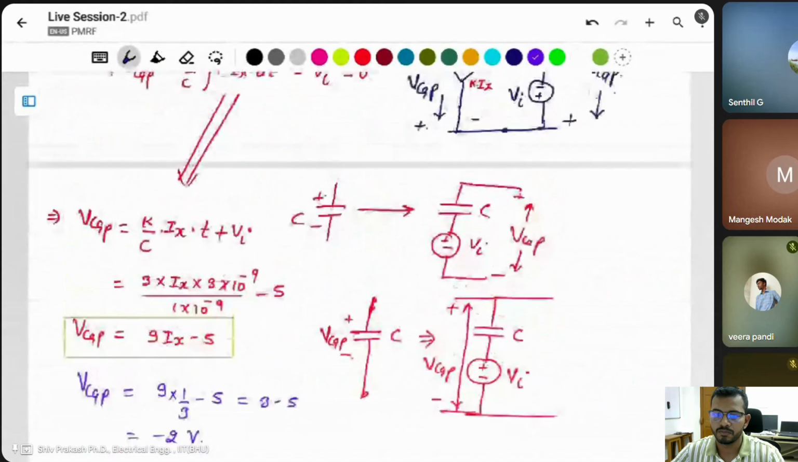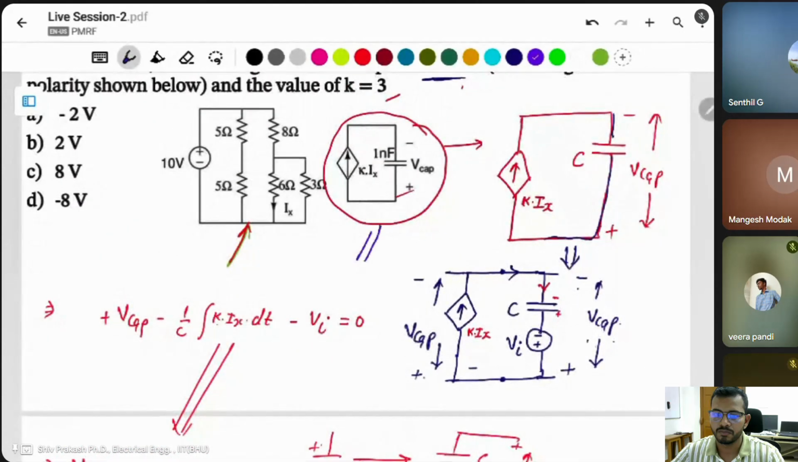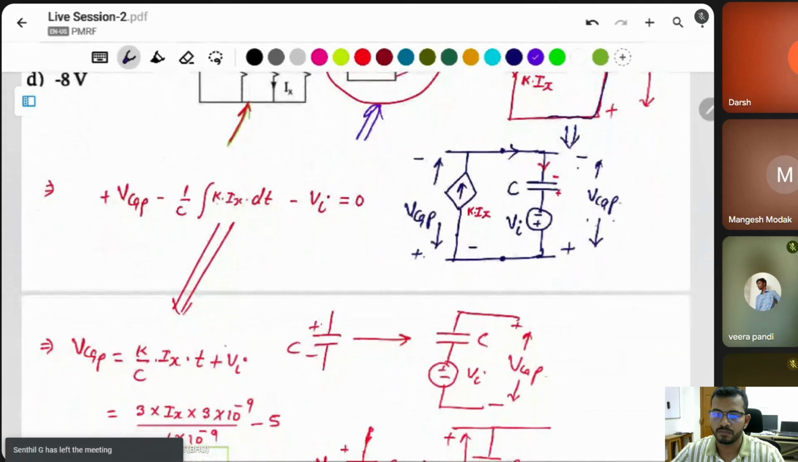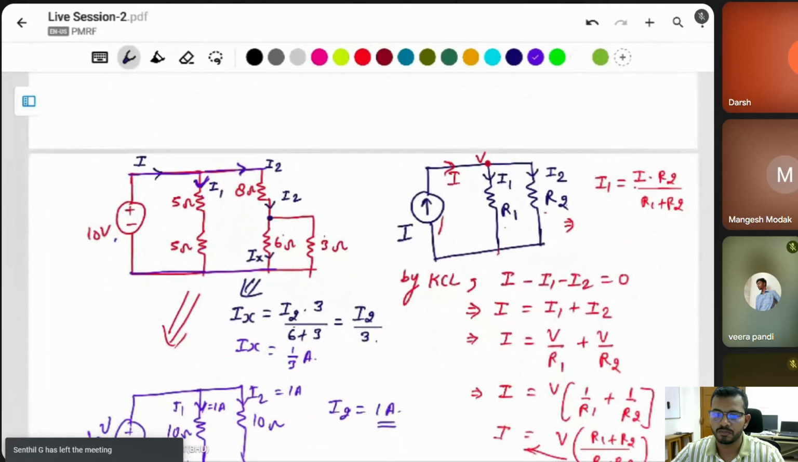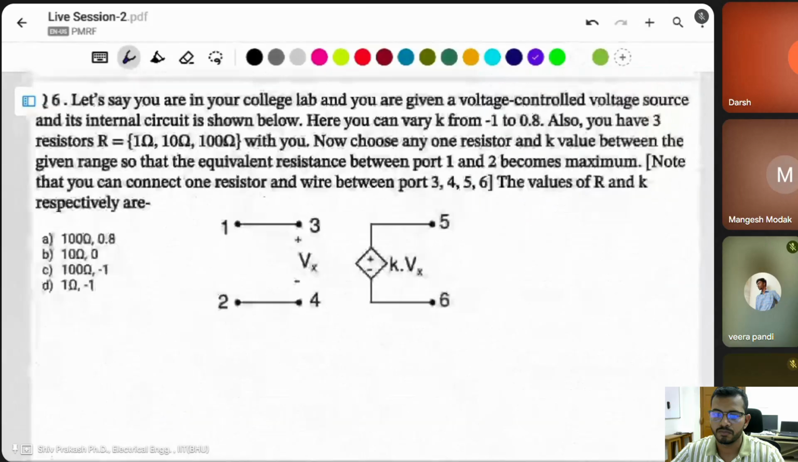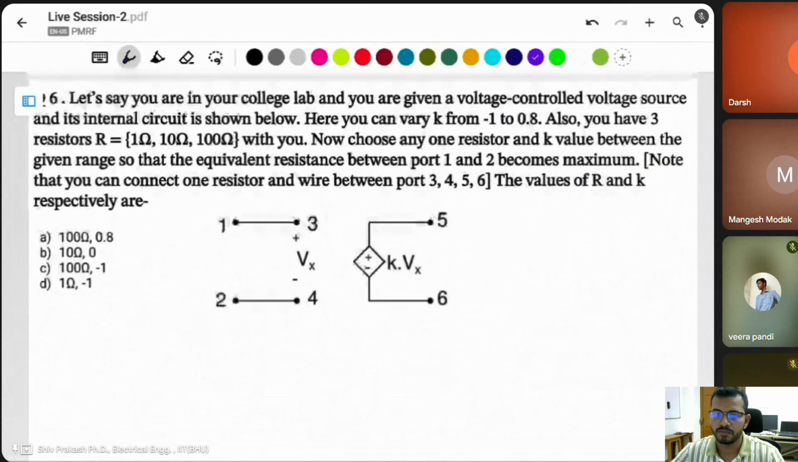Simply we have to solve this question. The capacitor is defined. Then after you solve this one. Okay, this is the next question.